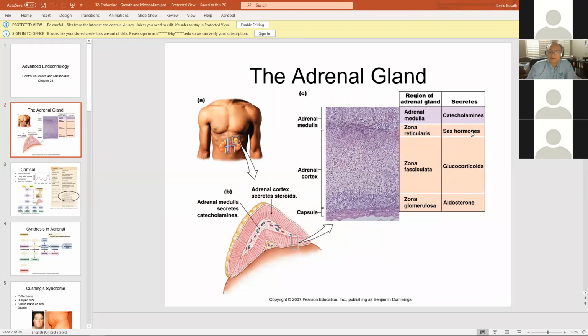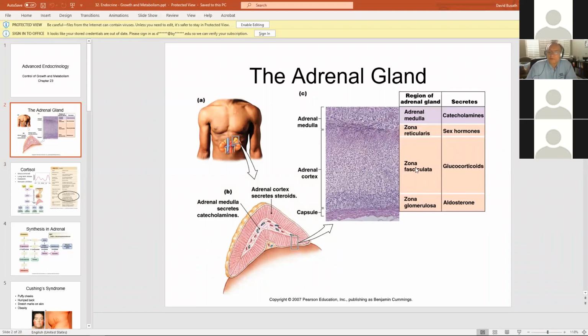Sex hormones, what are we talking about? The zona reticularis, just superficial to the medulla is the way we would say it in anatomy, is responsible for secreting testosterone and estrogen in men and women. And the testosterone is actually important in women because it stimulates the sex drive in women.